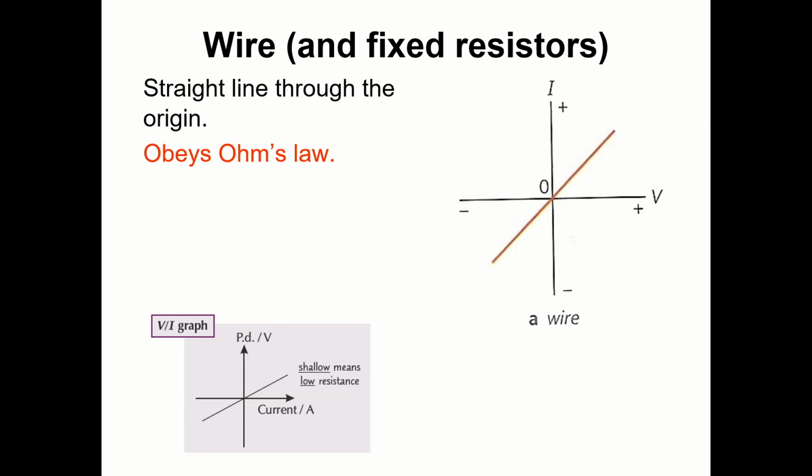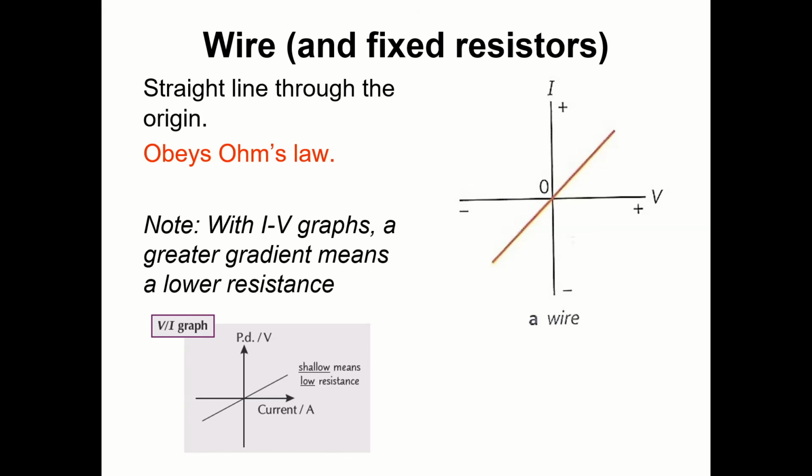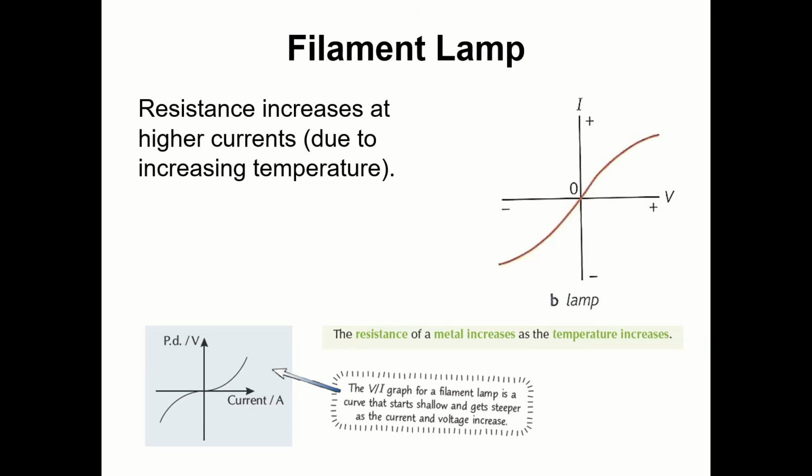Then we're on to the IV curves. So I've got both VI curves and IV curves. It's not massively important for a wire or a fixed resistor because a straight line is a straight line. But again, you've got to emphasize that the gradient of the VI line is equal to the resistance, but 1 over the gradient is the resistance for an IV line. Okay. So filament lamp, again, you've got this reflection in the line x equals y between both graphs.